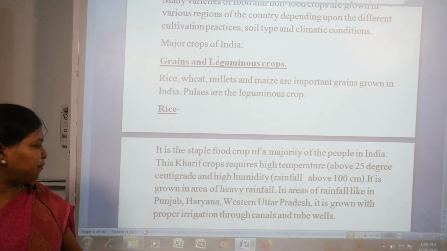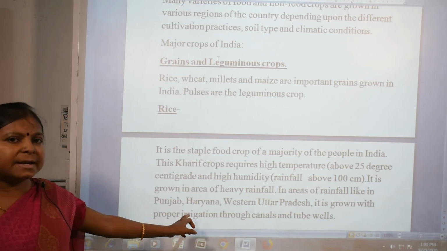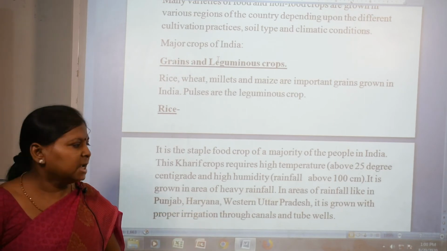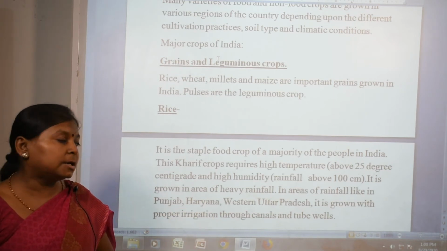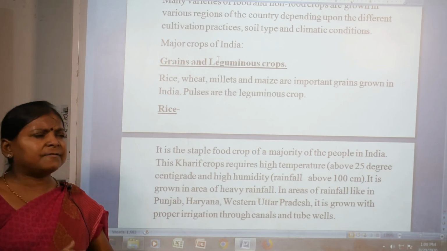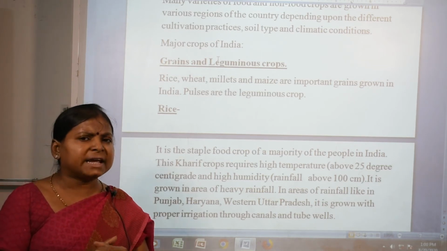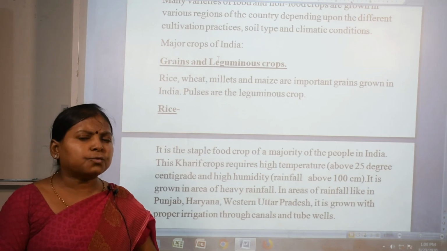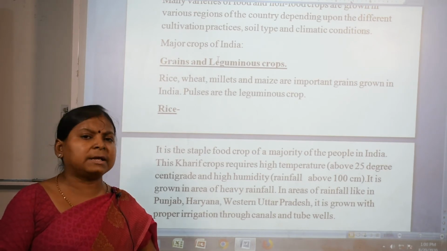In areas of less rainfall like Punjab, Haryana, Western Uttar Pradesh, it is grown with proper irrigation through canals and tubewells. Sometimes in those areas where a good amount of irrigation facilities are available, farmers are growing paddy the whole year.